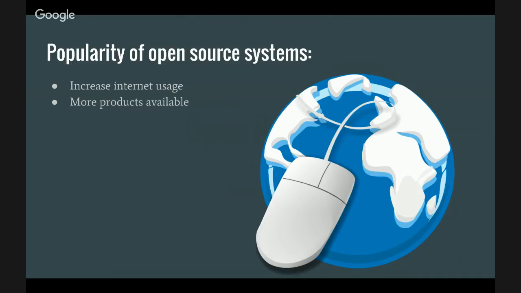Popularity of open source systems. Open source became widely popular when internet usage began to increase by developers, producers, and users of the internet. More products were available at this time, and more initiatives were made to develop modifications.